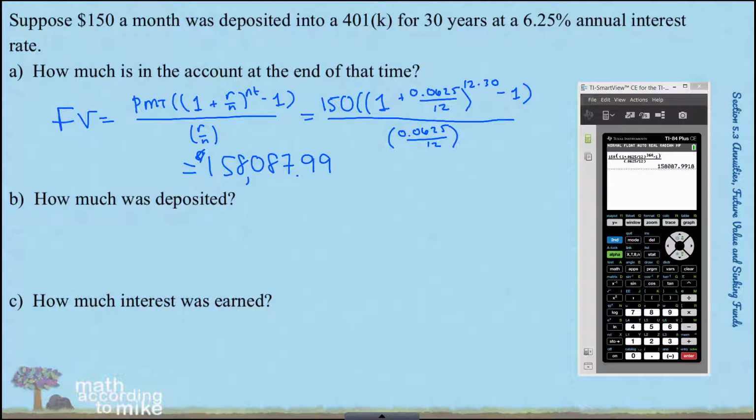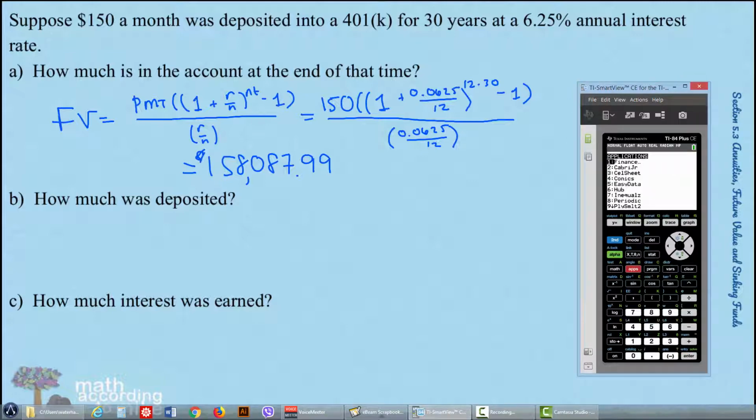The other way, if you have an 84 or 83 or above, you can go to Apps. The first option there is Finance, and then TVM Solver, time value of money solver. Now, be aware that the letters here don't mean the same thing as the formulas. This N here, that's in bold, is the total number of payment periods, which was 12 times 30. Notice you can type in 12 times 30, and the calculator cleans it up as 360. And then it says I%, so type in the percent. Don't turn this into a decimal. Keep it at 6.25%.